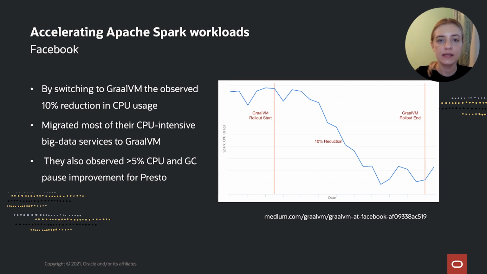Another example, and this is quite recent, comes from Facebook. Here on the right, you can see their chart where they share the results of Spark CPU usage after switching to GraalVM. They observed around a 10% reduction in CPU usage since the rollout, and they mentioned that these results have been quite consistent ever since they switched to GraalVM. At the moment, they also say that they migrated most of their CPU-intensive big data applications to GraalVM because they see these important performance improvements.